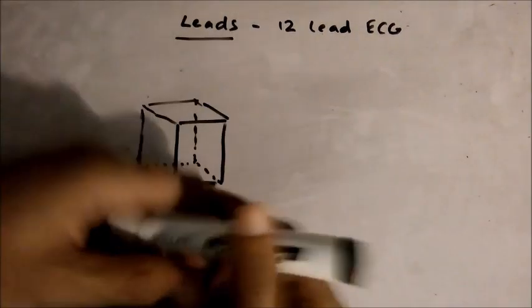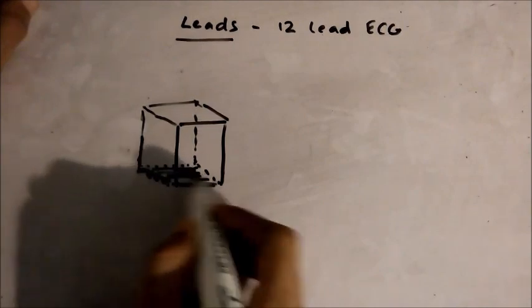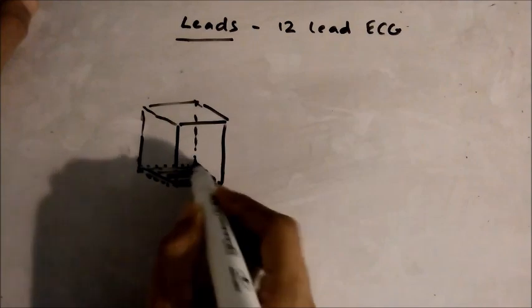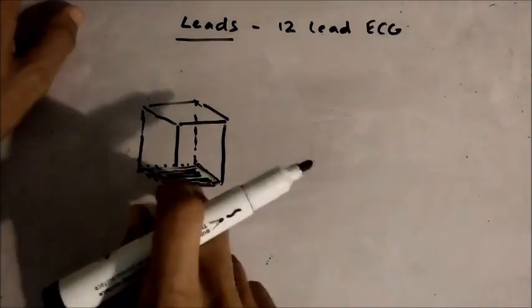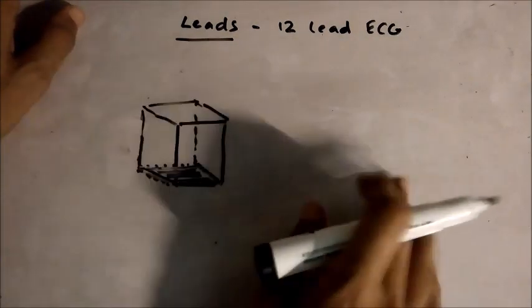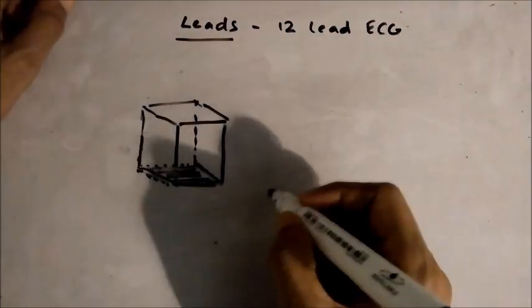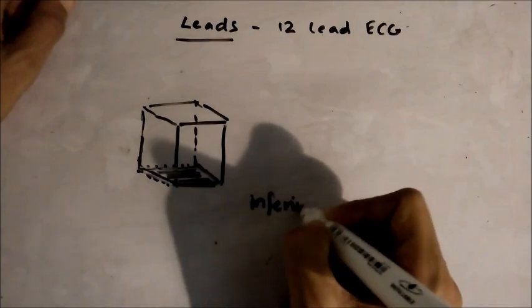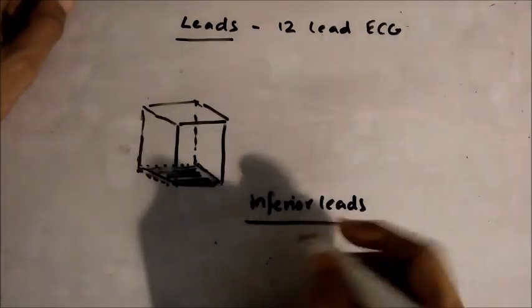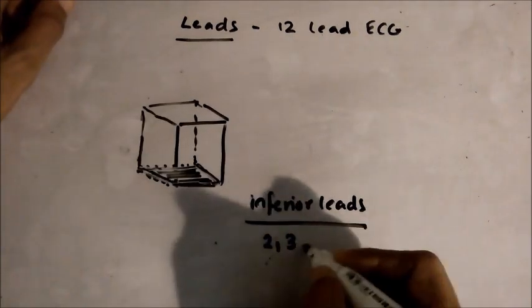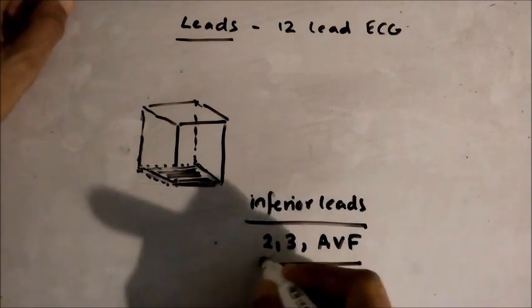So the heart has its borders, so like the box, there is an inferior border of the heart, which is right down over here, right? And then there are certain leads which are telling us about this inferior border. So if there's something wrong with this inferior border of the heart, we have a certain group of leads which will detect that, right? And we call those leads the inferior leads, and those leads are lead 2, lead 3, and then we have lead AVF, right? So these are our inferior leads.